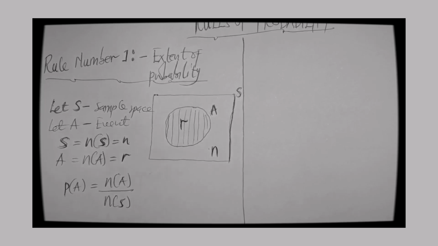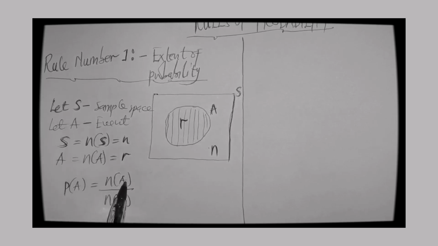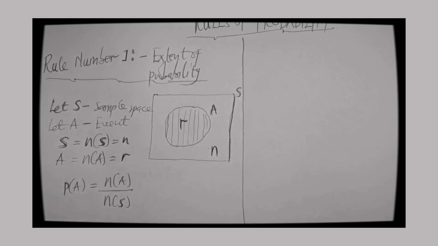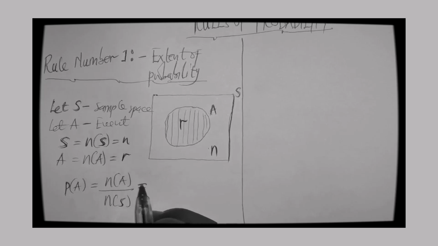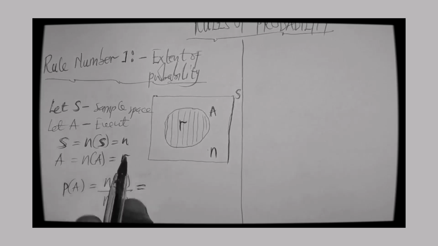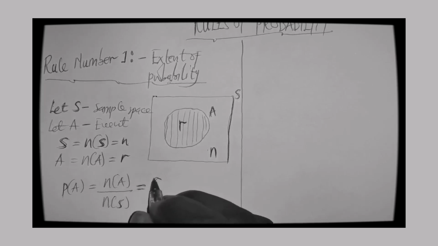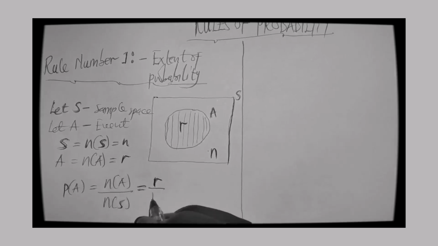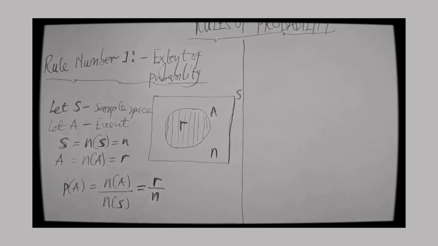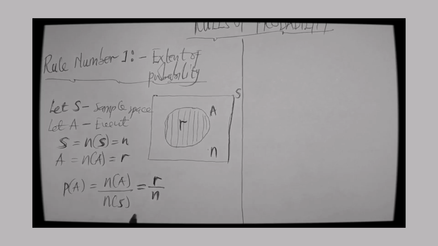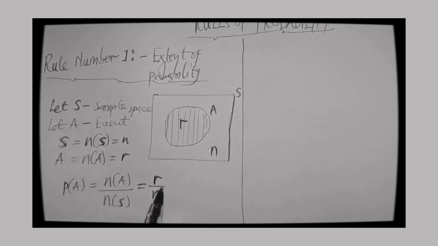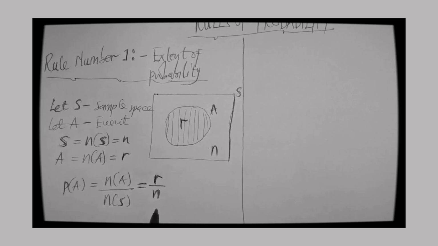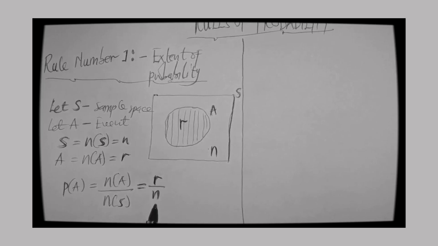So the probability of A is the number of events occurring over the sample space. We know the number of A is R, and the number of S is also small n. So I can finally say that the probability of an event occurring is R over N.